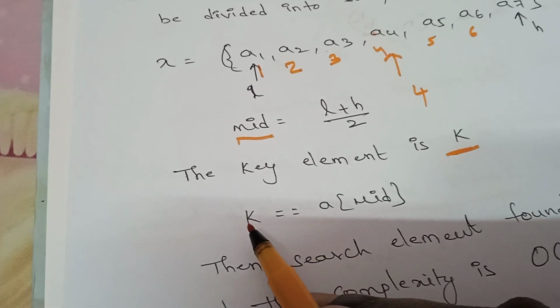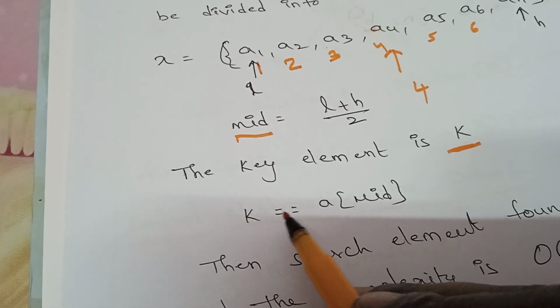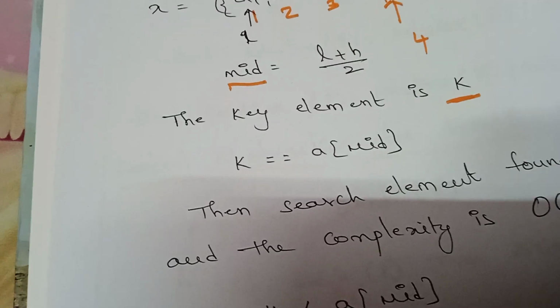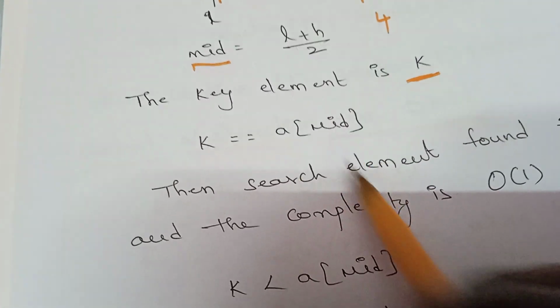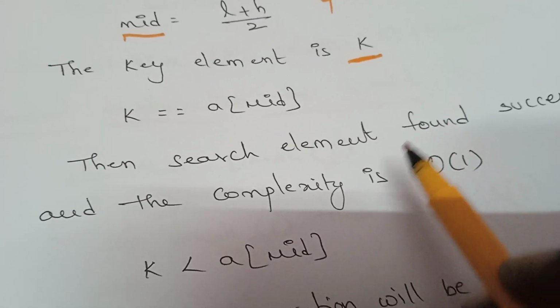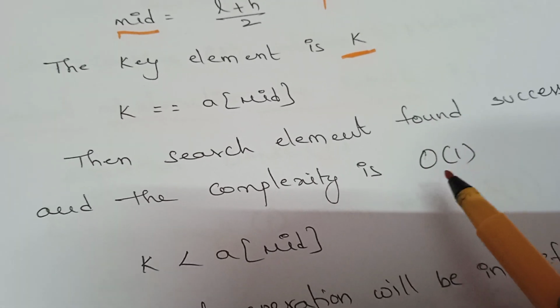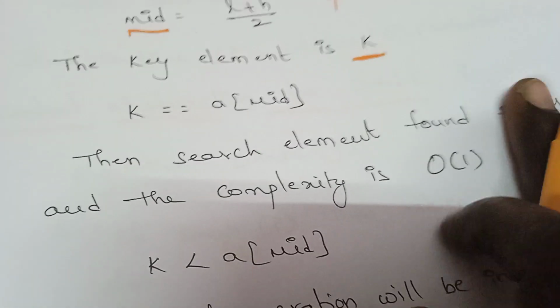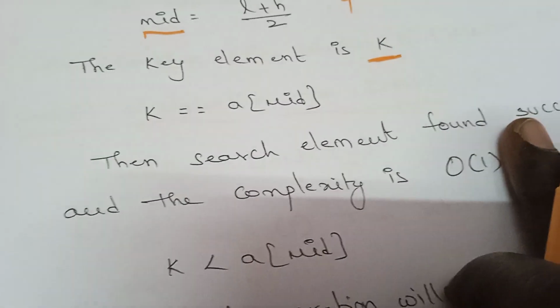Okay. If my key value is exactly equal to a[mid], then my search element is found. And the complexity of that is what? Big O of 1. It means in the first attempt I found my element, and that will be the best case. The best successful case of binary search.